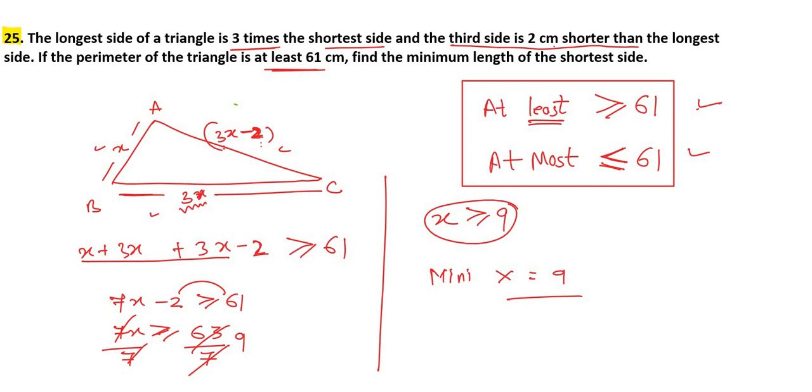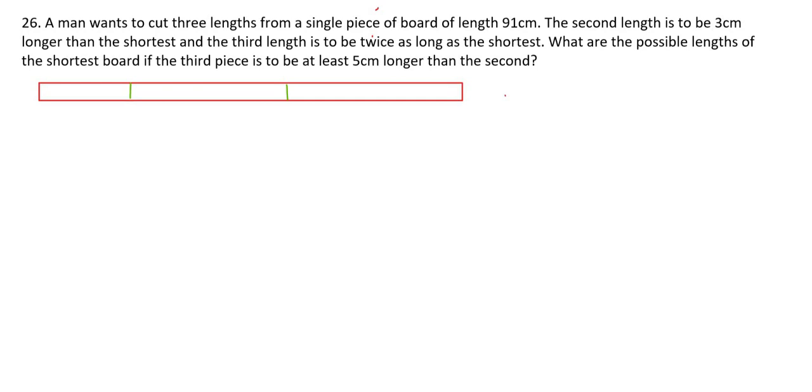See the next question. So here is question number 26. Let's read carefully. A man wants to cut 3 lengths from a single piece of board of length 91. The total length which is given is 91. Correct? So they are saying the second is 3 centimeters longer than the shortest. So suppose the shortest piece is x centimeters. I am making 3 pieces: first piece, second piece and third piece. This board is cut into 3 pieces. Correct? So the first is x centimeters.